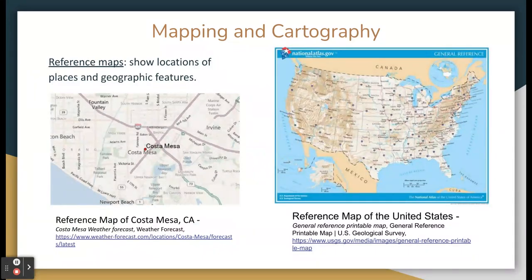The first type of map we'll go over is a reference map. Reference maps show locations of places and geographic features. To connect these two maps to Chapter 1, Part 1, this reference map of Costa Mesa is on a large scale. It's zoomed in. This reference map of the United States is on a small scale. It's zoomed out.